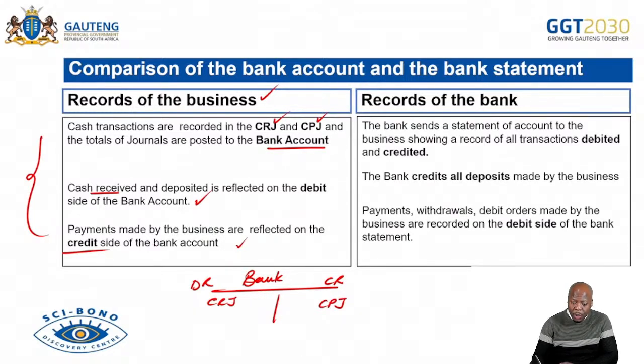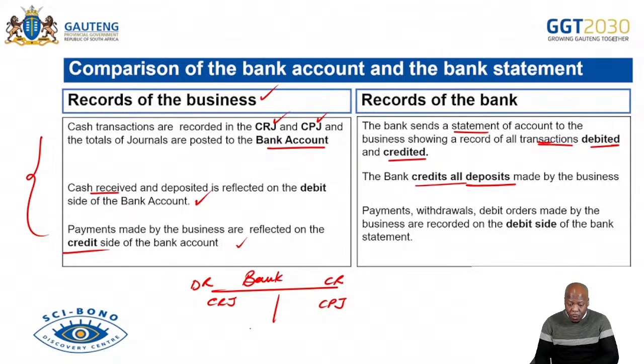And then, according to the records of the bank, the bank will send a statement of account to the business, that is us in this case. This statement is a record that shows all transactions, that is the debits and the credits. Now, you see that on the bank statement, credits are deposits.